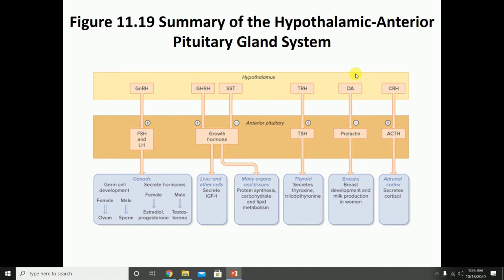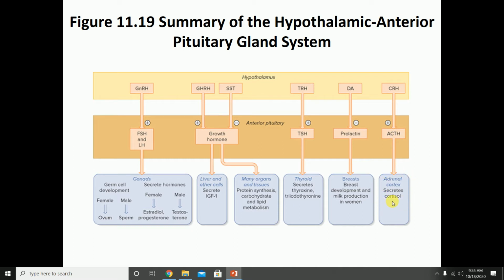DA, or dopamine, that is going to inhibit the formation or the secretion of prolactin from the anterior pituitary. The target of prolactin are breasts, so it'll lead to breast development and milk production in women when needed. CRH, or corticotropin releasing hormone, that will stimulate the anterior pituitary to make ACTH, and that is adrenocorticotropic hormone, and that will stimulate the adrenal cortex to make cortisol.